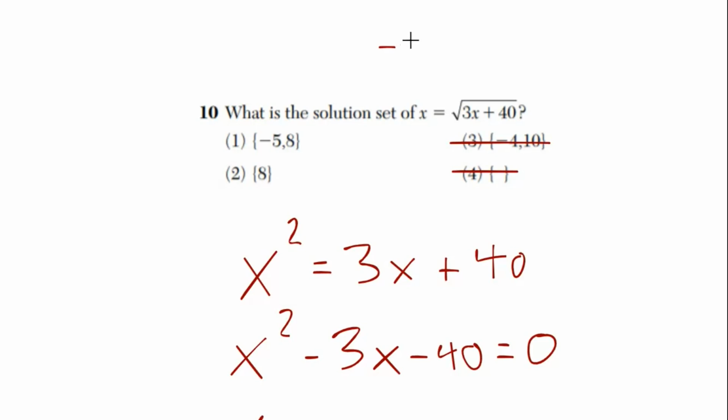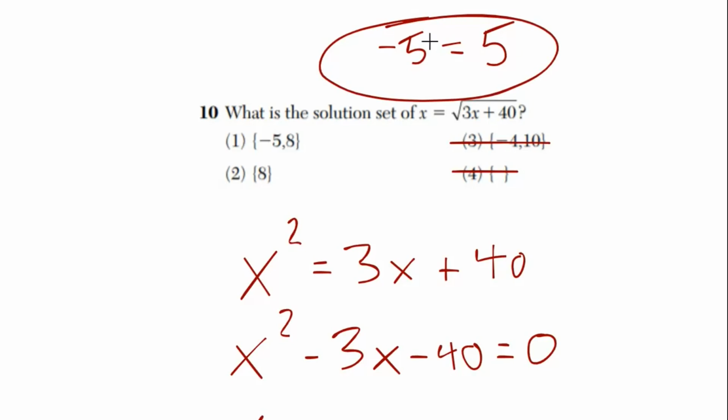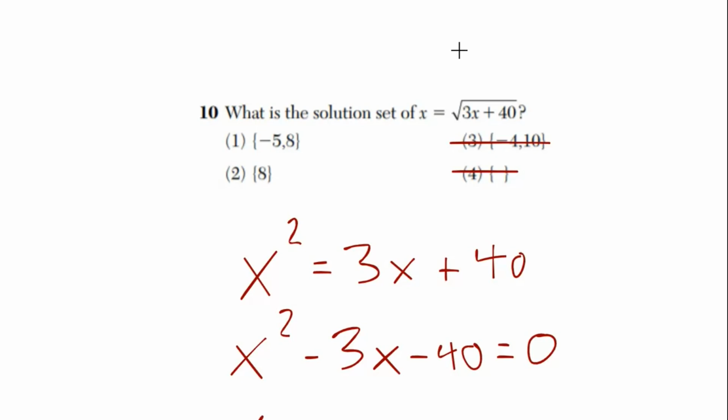So if I plug in negative 5 inside, I get negative 15 plus 40, which gives me 25. But if I simplify this, the square root of 25 is positive 5. I get this right here. So that doesn't work. That's what I meant when you square, it could introduce the possibility of a false solution. So just be careful. You have to double check your answers on these ones. So it's only going to be 8 as the only part of our solution set for number 10.